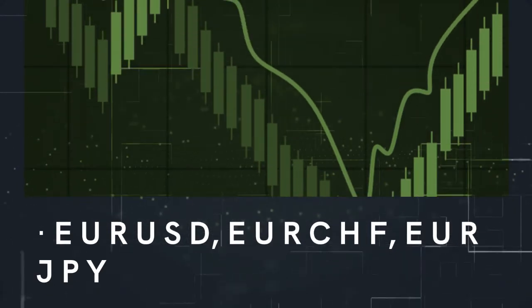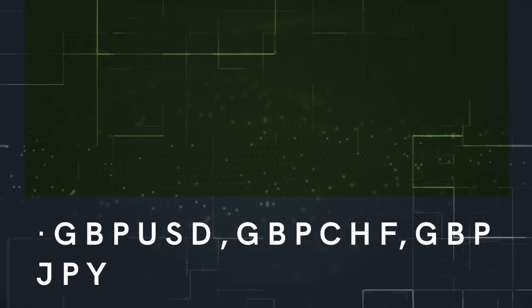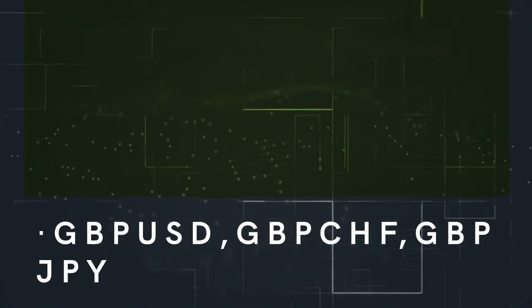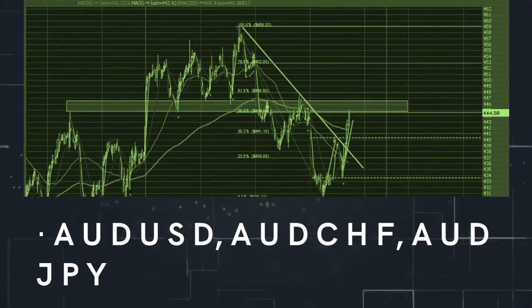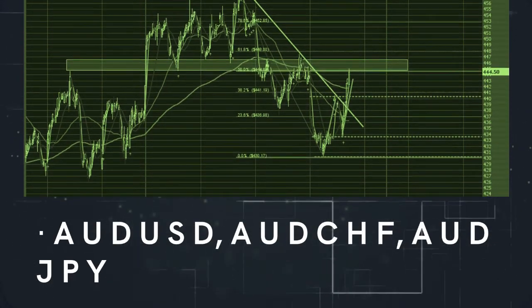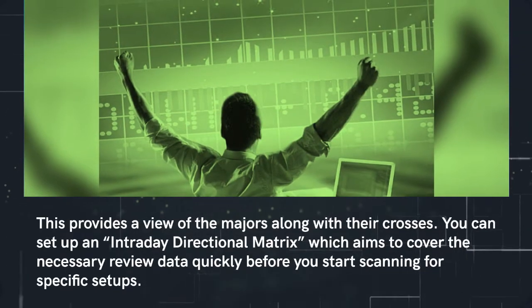EUR-USD, EUR-CHF, EUR-JPY, GBP-USD, GBP-CHF, GBP-JPY, AUD-USD, AUD-CHF, AUD-JPY. This provides a view of the majors along with their crosses.